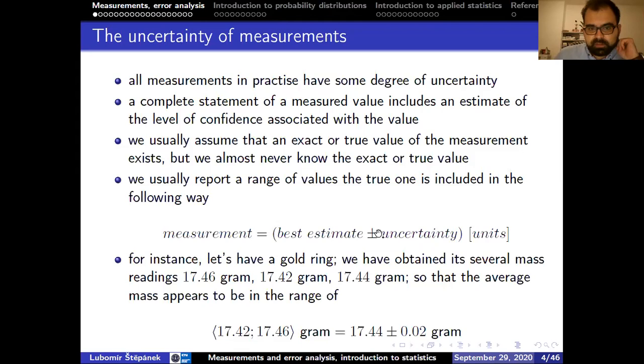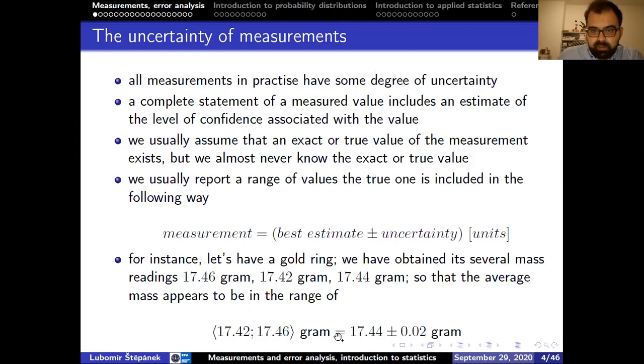So back to our example of the gold ring, if we know these three readings of its mass, you can try to calculate the average, the arithmetic mean. This is just 17.44. And we also calculate the range of these three numbers. The minimum is 17.42, the maximum is 17.46. So this is the interval where, based on our three measurements, the true mass of the gold ring probably is: 17.42 to 17.46 gram.